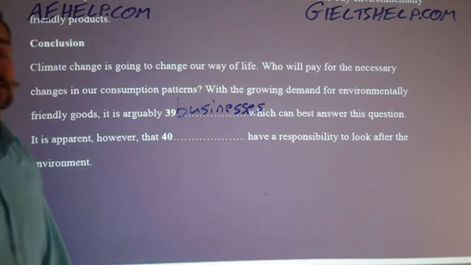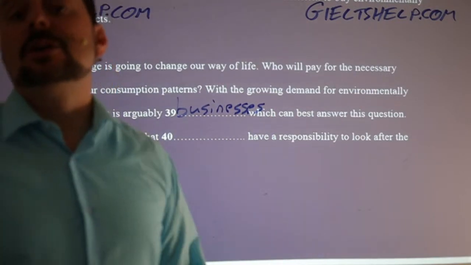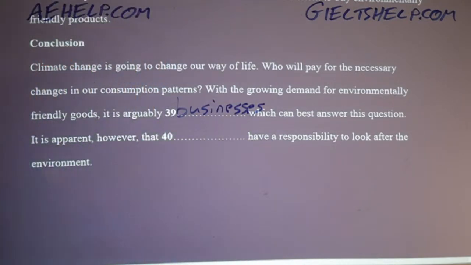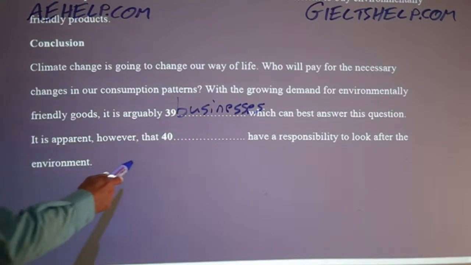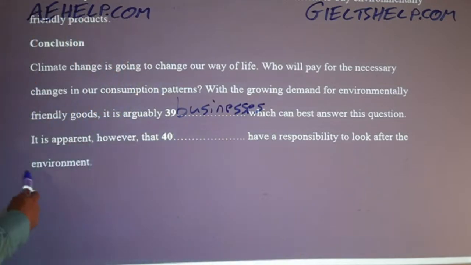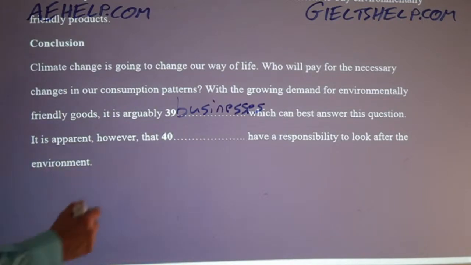Yeah, so companies like Tesla, for instance, right? So companies like Good Earth that create environmentally friendly products. It is apparent, however, that some have a responsibility to look after the environment. So 2 words here. It's kind of a nice way to end it. Karan says people. Hari says we all.